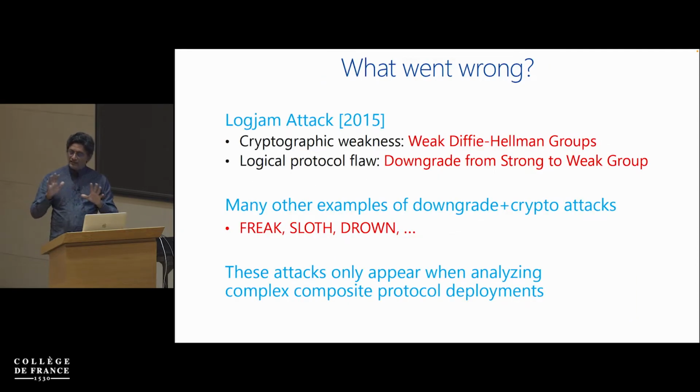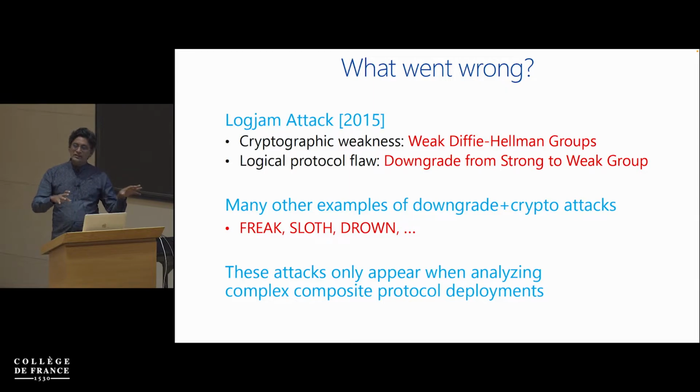Let's step back and consider what went wrong here. This is a particular instance of an attack called Logjam, which was published in 2015. We had a cryptographic weakness, which is that we were supporting weak Diffie-Hellman groups. We knew this, but we were also supporting strong Diffie-Hellman groups, and that's what we wanted to use. In combination with that weakness, we required a protocol design flaw, which is that the protocol itself allowed a downgrade, as we call it, from strong groups to weak groups. Once you have done the downgrade, you can exploit the cryptographic weakness.